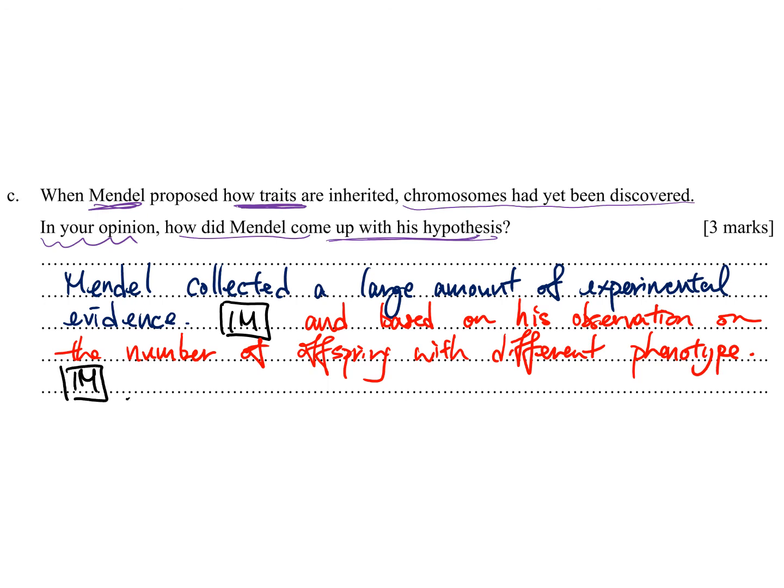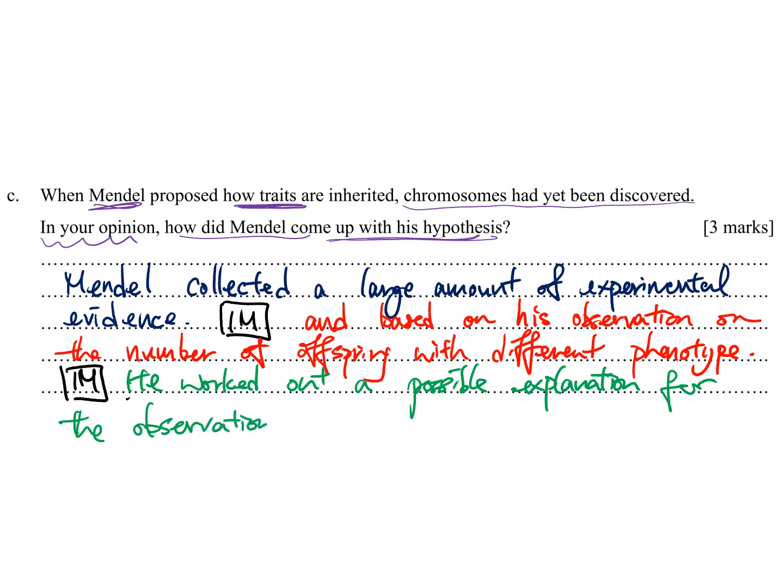Finally, he worked out a possible explanation for the observation by a logical deduction. 好有邏輯嘅推理啦。And this is how he discovered so many things at the very ancient time using his own big idea.